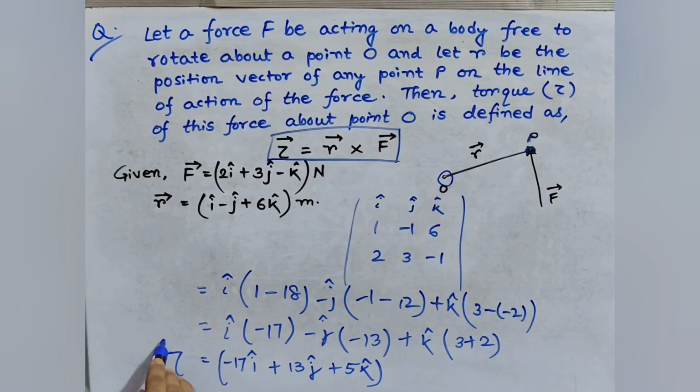So the value of tau, or torque, will be minus 17 i cap plus 13 j cap plus 5 k cap, and you should mention the unit also. It will be Newton meter. This is the unit of torque, Newton meter. So this is your answer.